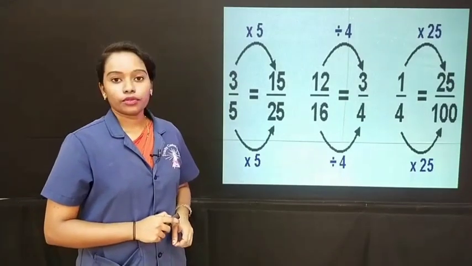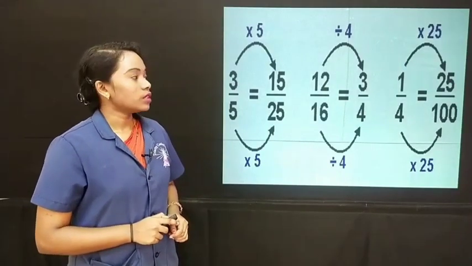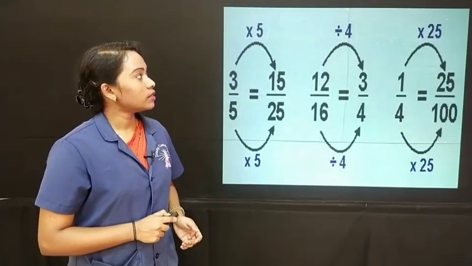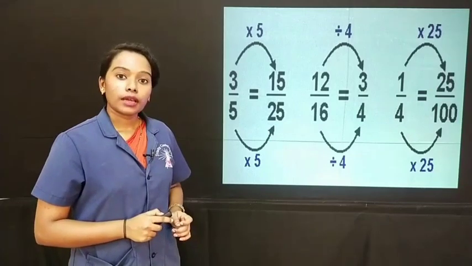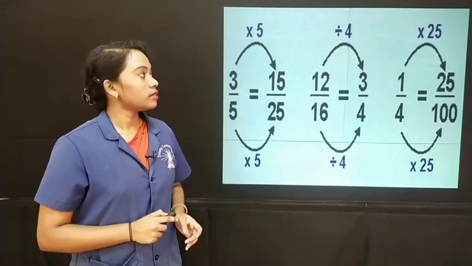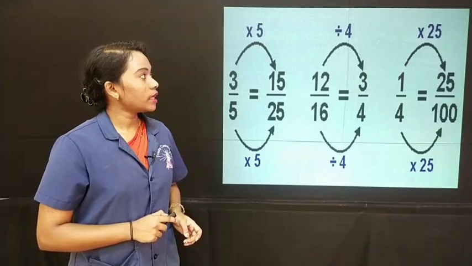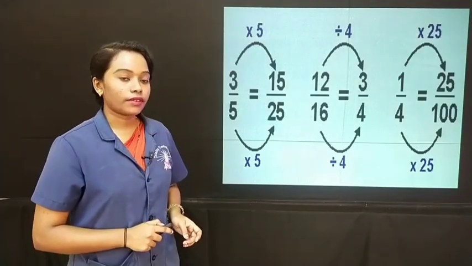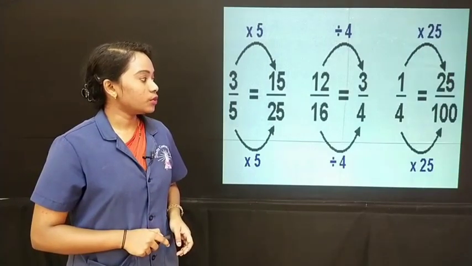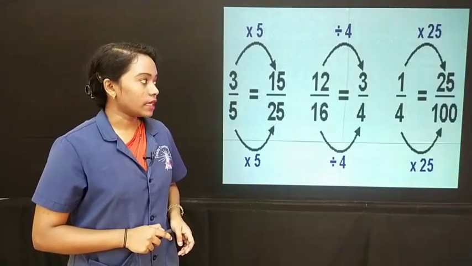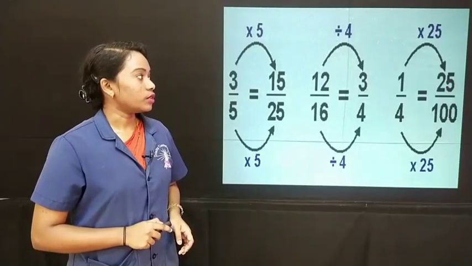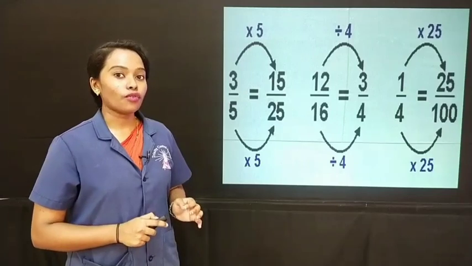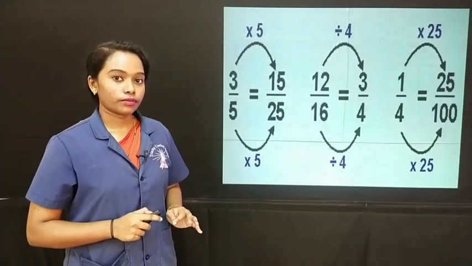Next, 1 by 4. Choose a number. I am taking 25. And I am using multiplication here. Multiply 1 into 25, we get 25. And 4 into 25, we get 100. Therefore, 25 by 100 is the equivalent fraction of 1 by 4.